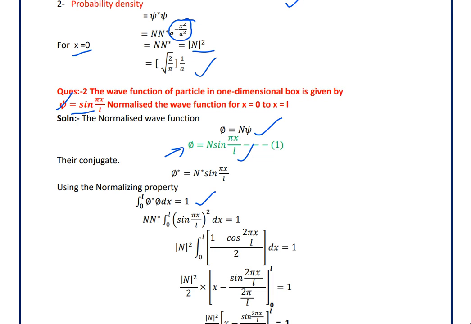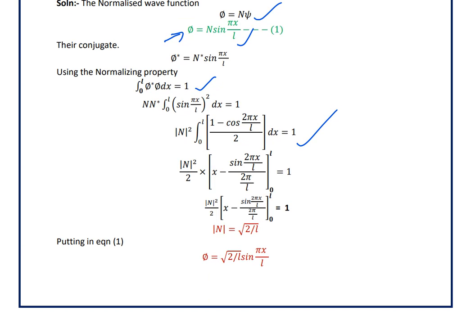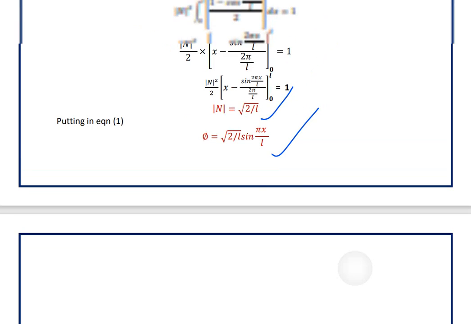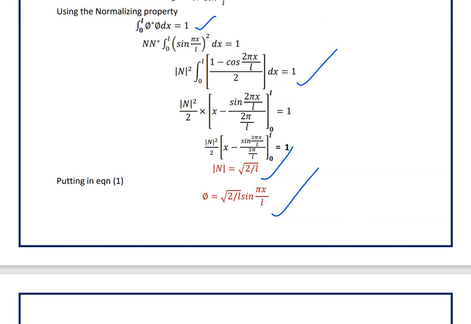dx is equal to 1. Sine square pi x by L is converted into 1 minus cos 2 pi x by L by 2, and integrating you will get the value of n is equal to under root 2 by L. Now putting in equation number 1, you will get the normalized wave function under root 2 by L sine pi x by L. This is the complete explanation of the wave function and its physical significance, and some examples related to orthogonal and normalizing of the wave function.